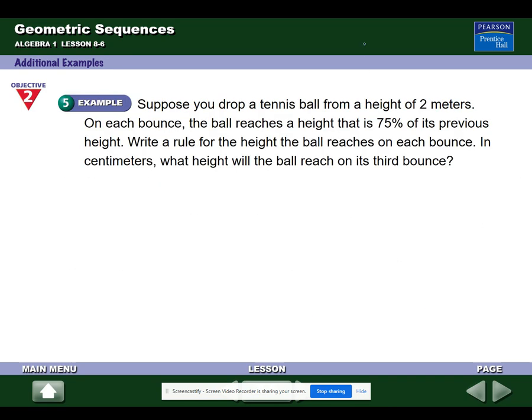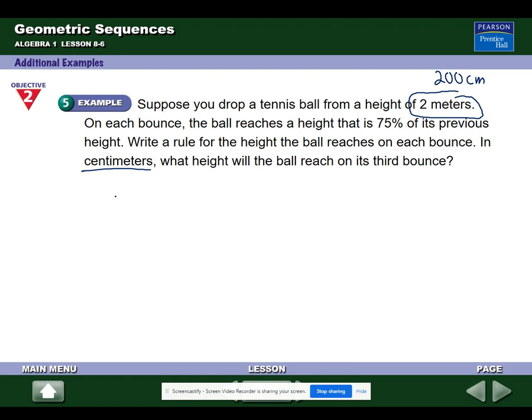All right, I think there's one more example. Suppose you drop a tennis ball from a height of 2 meters. On each bounce, the ball reaches a height of 75% of its previous height. Write a rule for the height the ball reaches on each bounce in centimeters, and then what height will the ball reach on its third bounce? Well, first I will note that 2 meters is 200 centimeters.